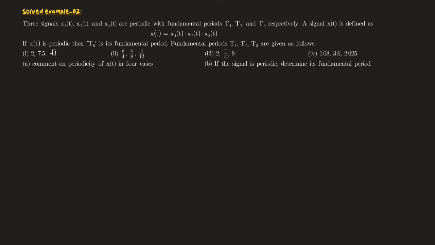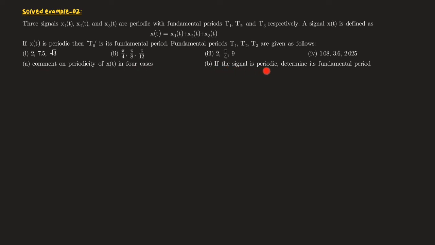Solved example. Three signals x1 of t, x2 of t and x3 of t are periodic with fundamental periods t1, t2 and t3 respectively. A signal x of t is defined as x of t is equal to x1 of t plus x2 of t plus x3 of t. If x of t is periodic, then t naught is its fundamental period. Fundamental periods t1, t2 and t3 are given as follows. In first case, 2, 7.5, root 3. In second case, pi by 4, pi by 8, pi by 12. Third case, 2, pi by 4, 9. Fourth case, 1.08, 3.6, 2.025. First, comment on periodicity of x of t in 4 cases.